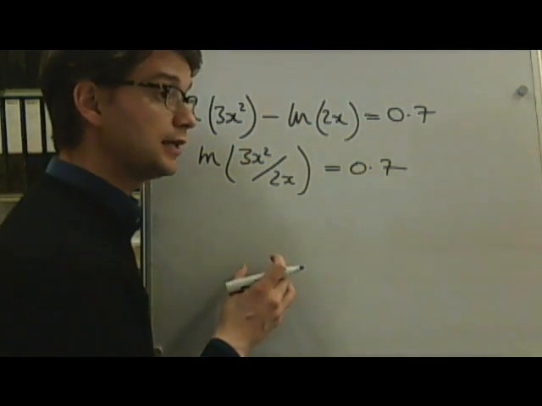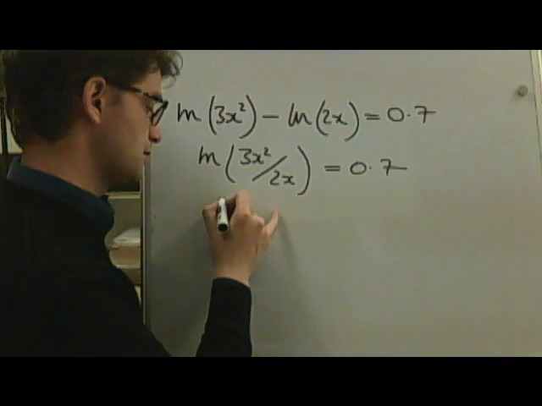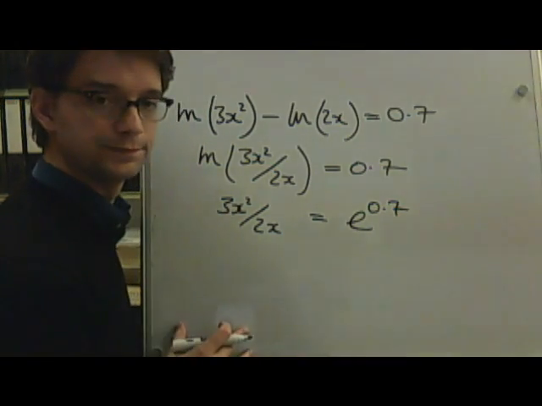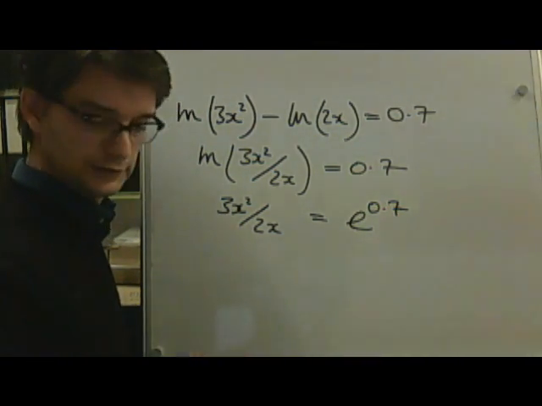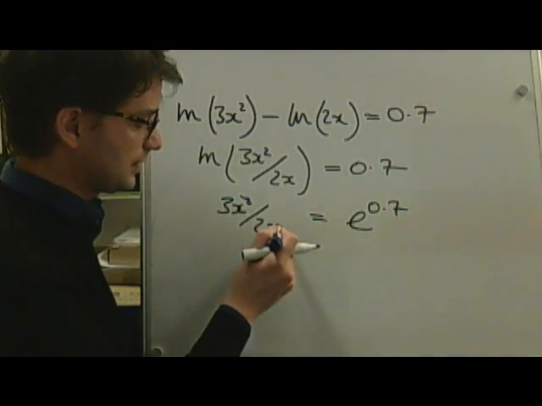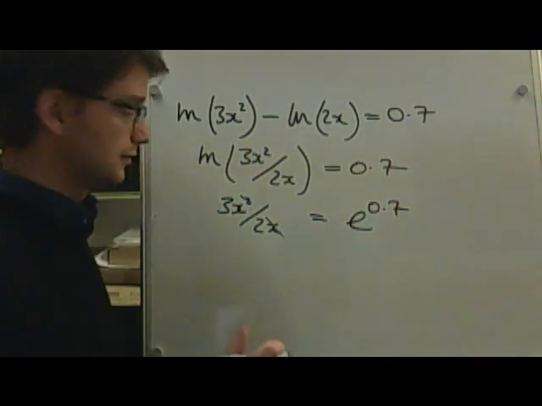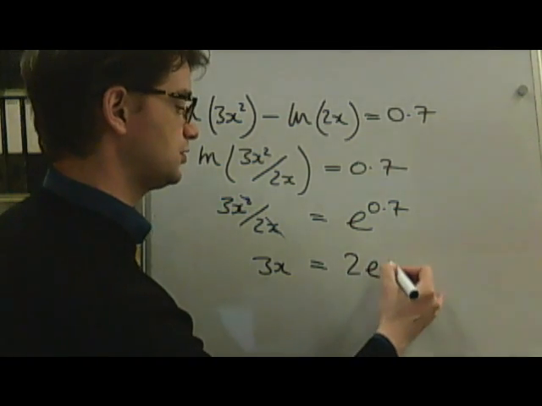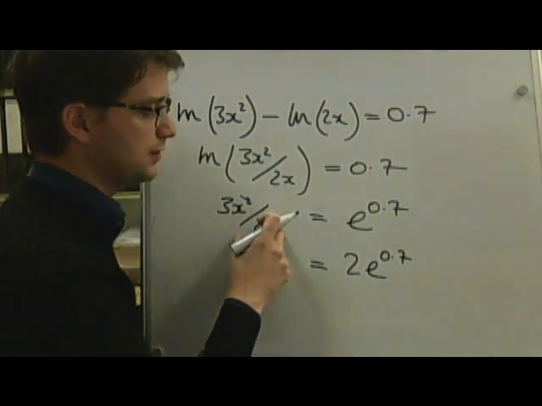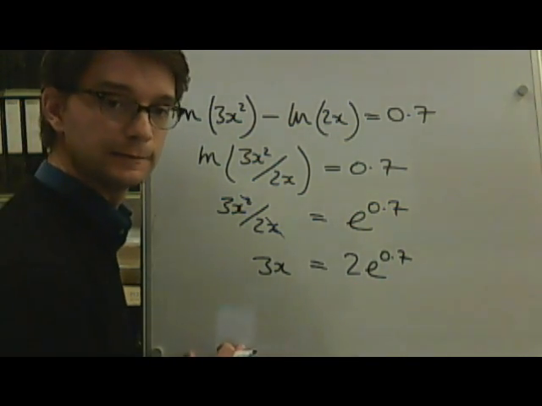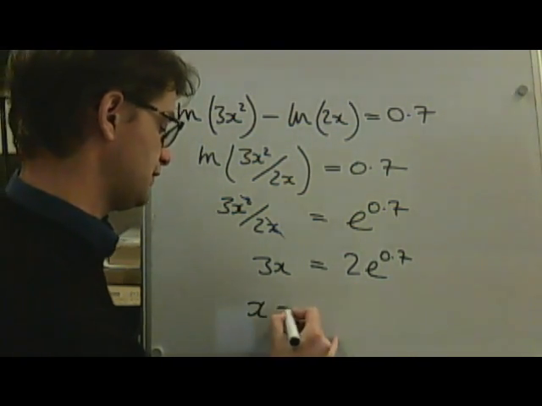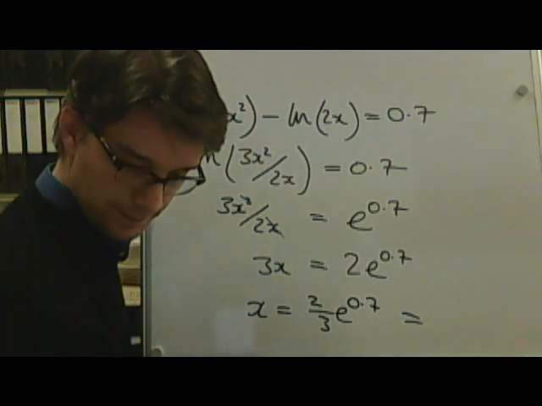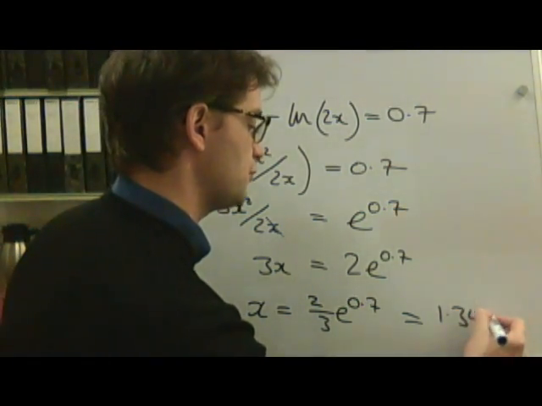And now I can do my e to the somethings, so I get 3x squared over 2x equals e to the 0.7. What I'm going to do now is notice that I can cancel that squared with that x. So I'm actually looking at 3x over 2, and so that's going to tell me that 3x equals 2e to the 0.7, just bringing this divided by 2 up to the other side and making it multiplied by 2. And so, to finish off, x is equal to 2/3 e to the 0.7. And again, my calculator earlier told me that was 1.343.